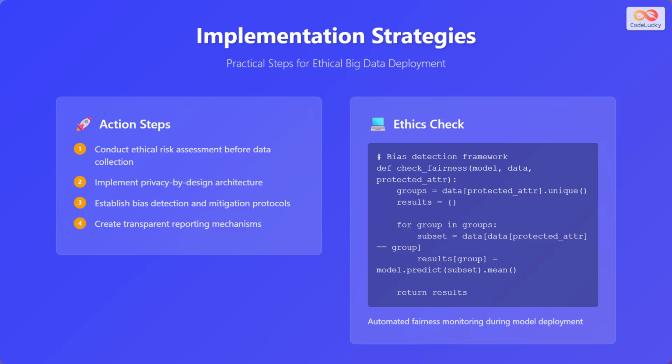Here is a simplified example of how to check for fairness in a machine learning model. The function check_fairness takes a model, data, and a protected attribute such as gender or ethnicity as input. It calculates the average prediction for each group defined by the protected attribute and returns the results. This automated monitoring helps ensure that the model is fair across different groups.